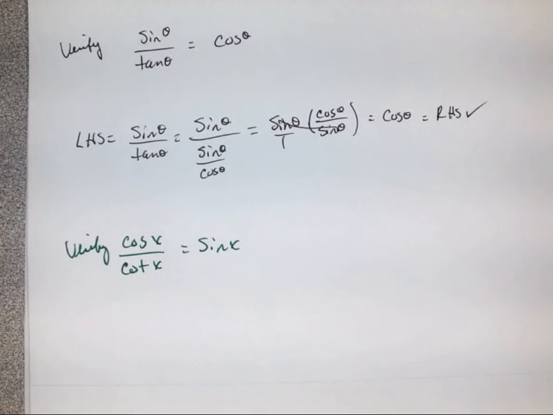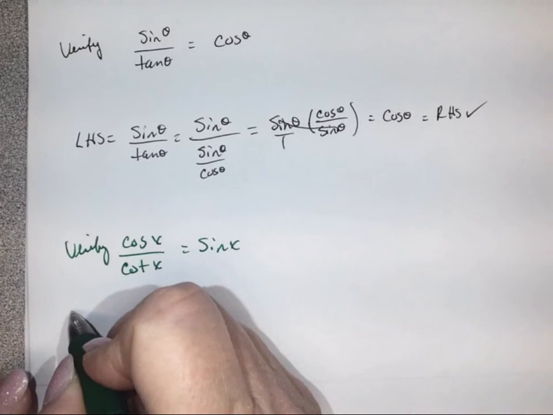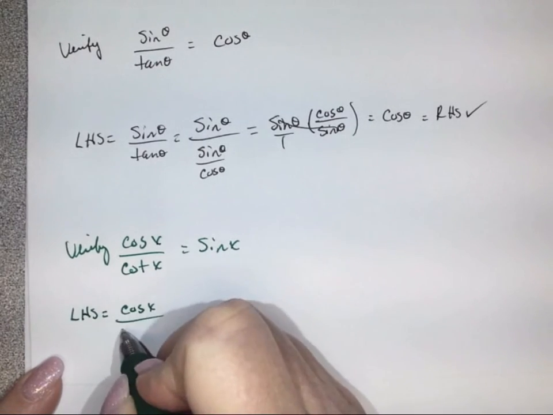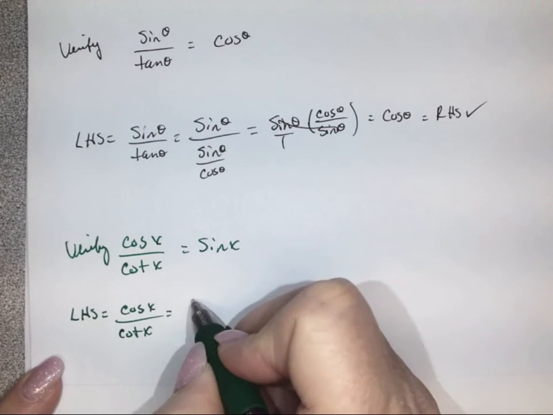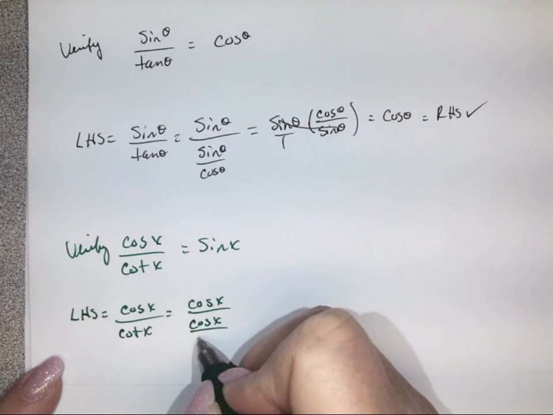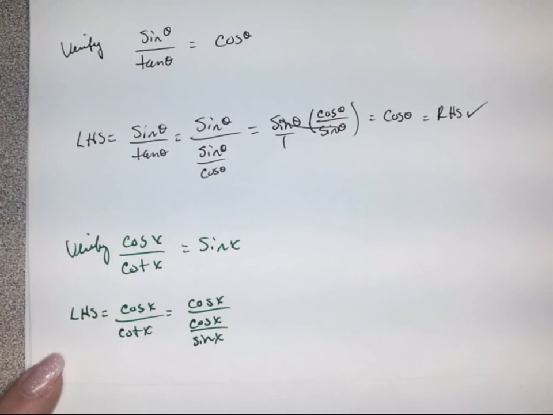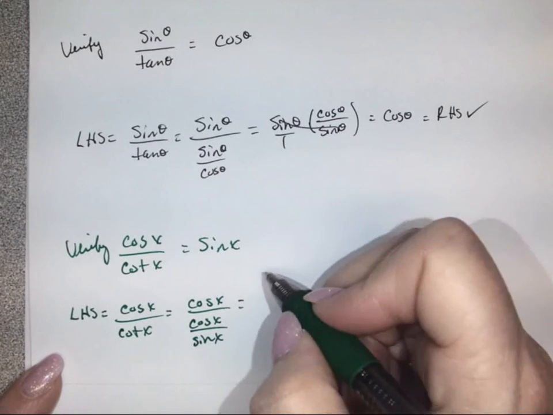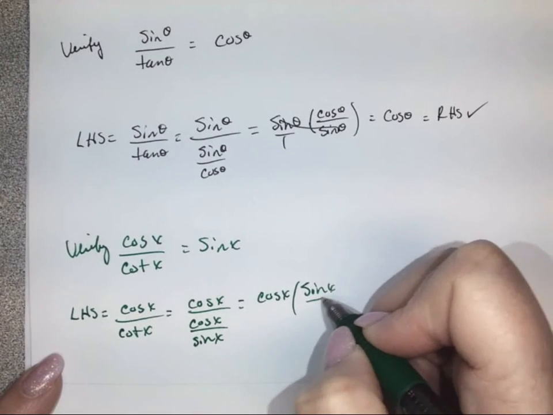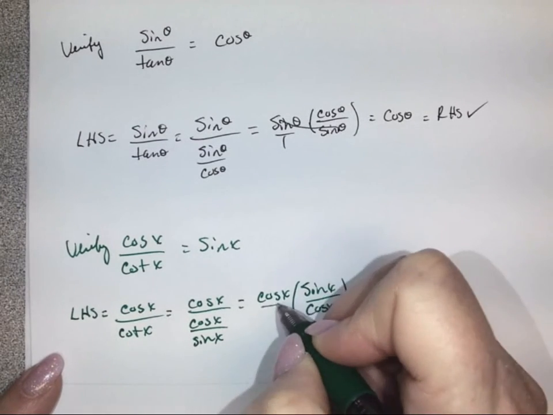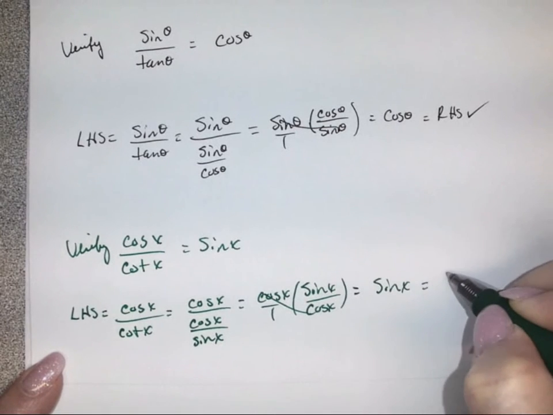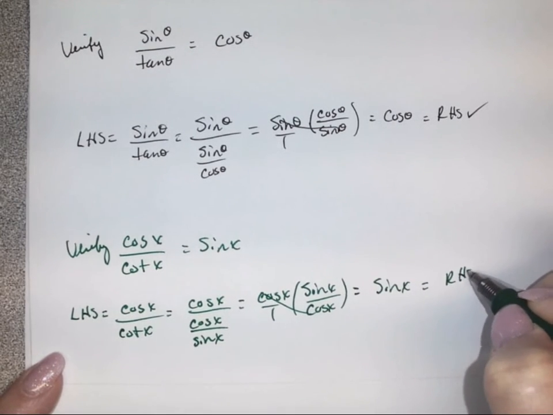So we are going to again do our left-hand side because it's the more complicated. So the left-hand side is equal to cosine x over cotangent x. And cotangent x is going to be cosine x over sine x. We don't divide by fractions. We multiply by reciprocals. So we'll have cosine x times sine x over cosine x. The cosine x's will cancel, and we end up with sine x, which is equal to our right-hand side.